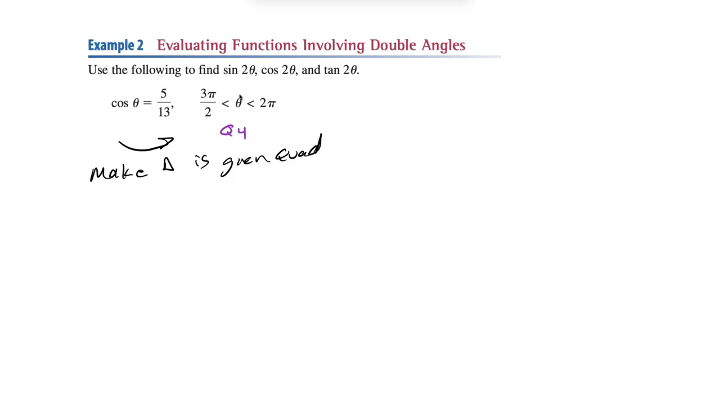But here's my favorite use of the double angle formula. They want us to find sine 2 theta, cosine 2 theta, and tan 2 theta, given that cosine theta equals 5 over 13. And right here, they tell you this is quadrant 4, right? So what we're going to do is just make a triangle in the given quadrant, and we're going to use that triangle to solve the problem. So they want us to draw the triangle in quadrant 4.